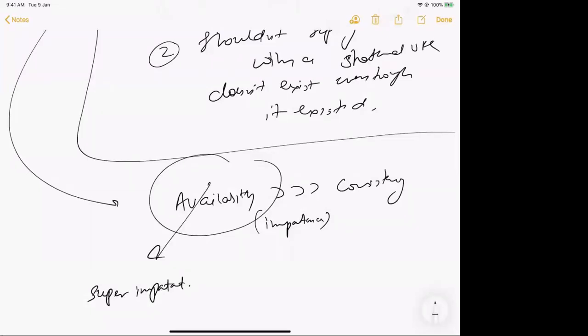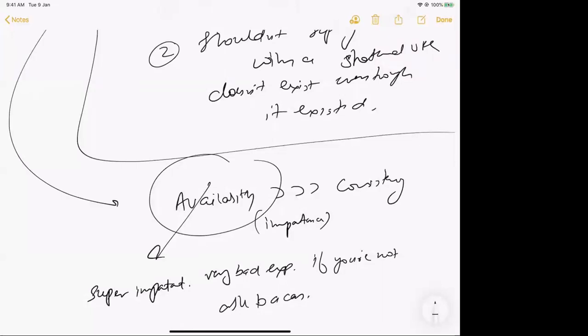It would be a very bad experience for the end users if you are not able to access your shortened URL at all. So availability here is much more important. Consistency, of course, would be important, but we are fine with eventual consistency. We would want to reduce that time as much as possible, but immediate consistency is cool.